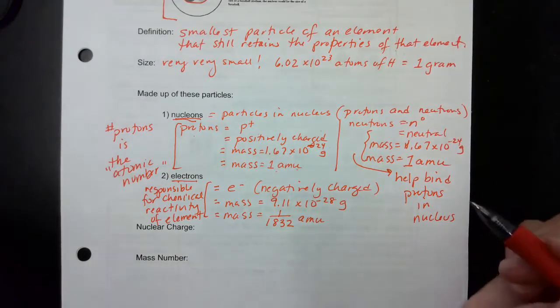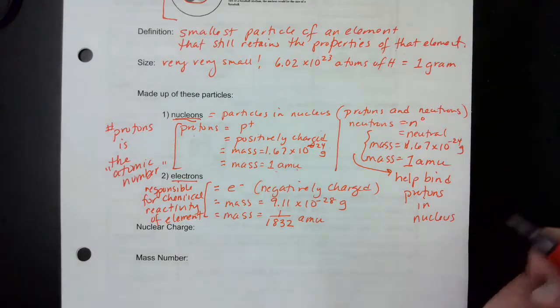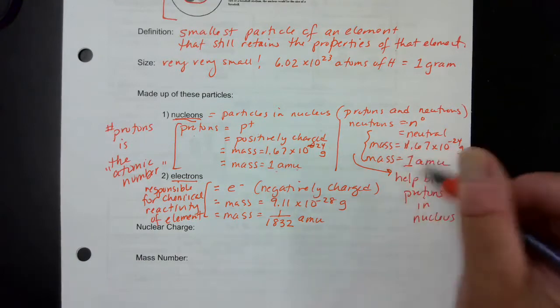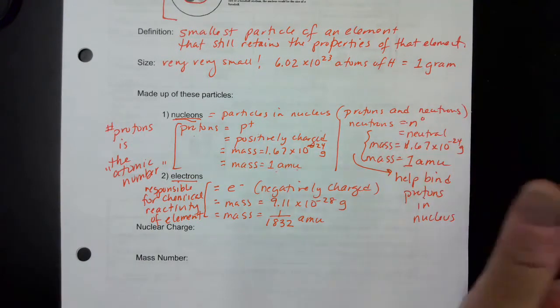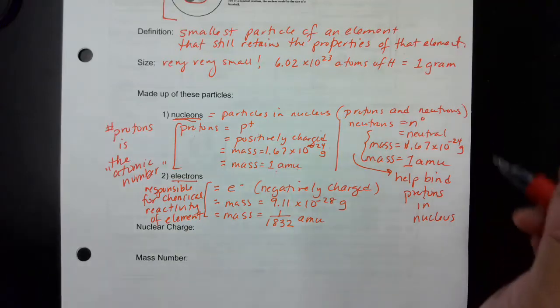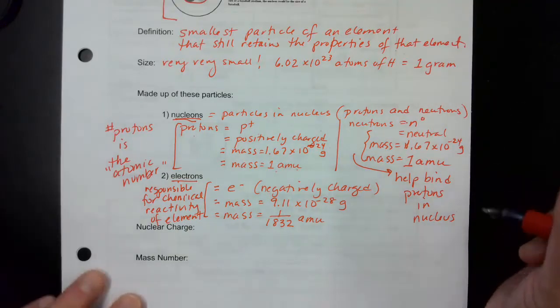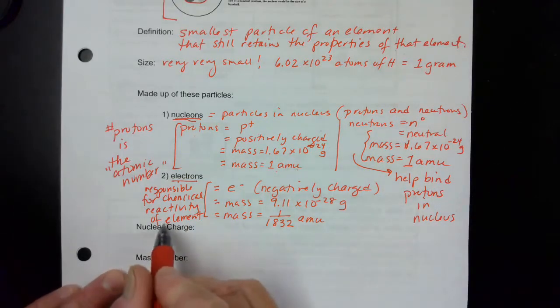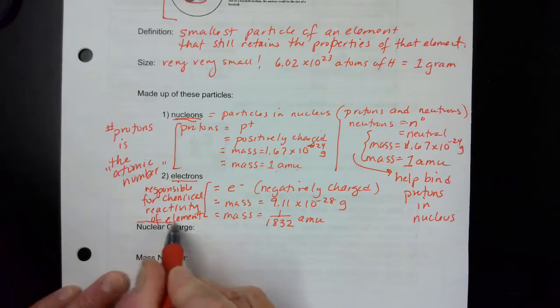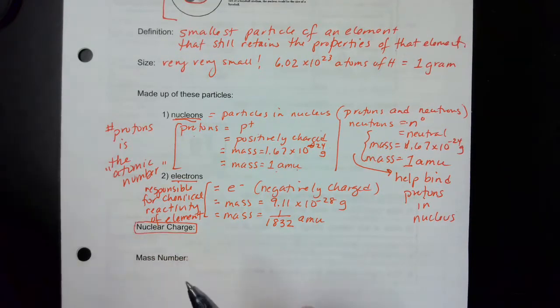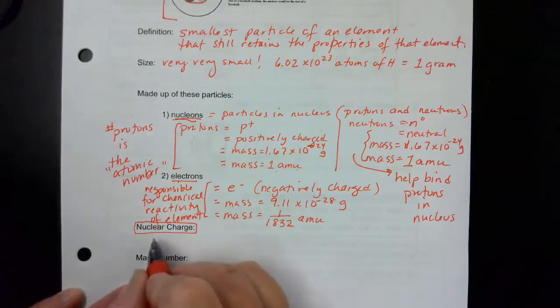Positive protons do not want to hang out near each other. They naturally repel each other. But the neutrons exist in the nucleus, and it's something called the strong force. We're not going to really get into it at this point in the year, but that is simplistically what their role is. Okay, we've got this term of nuclear charge.